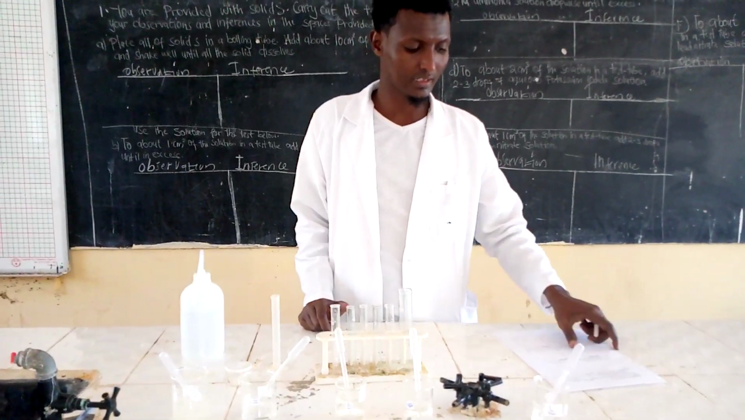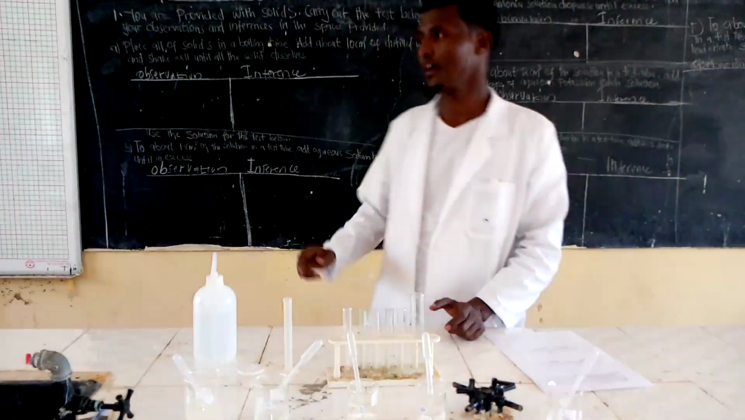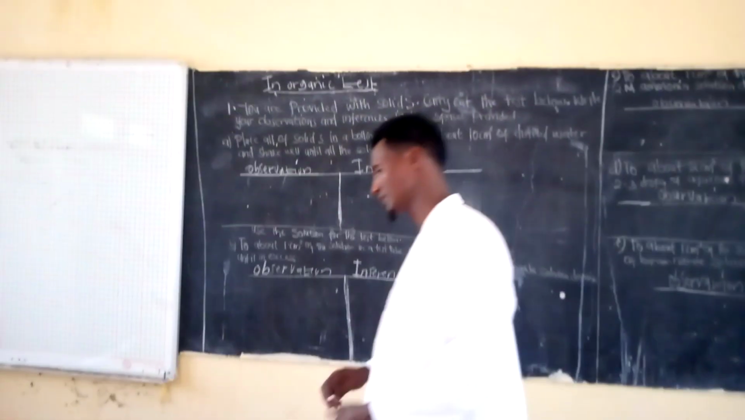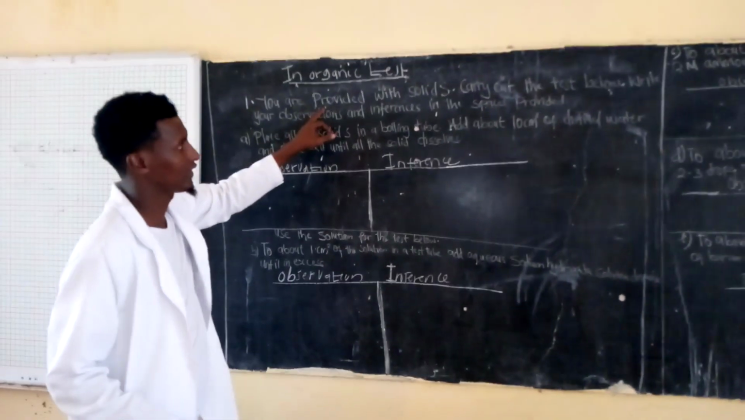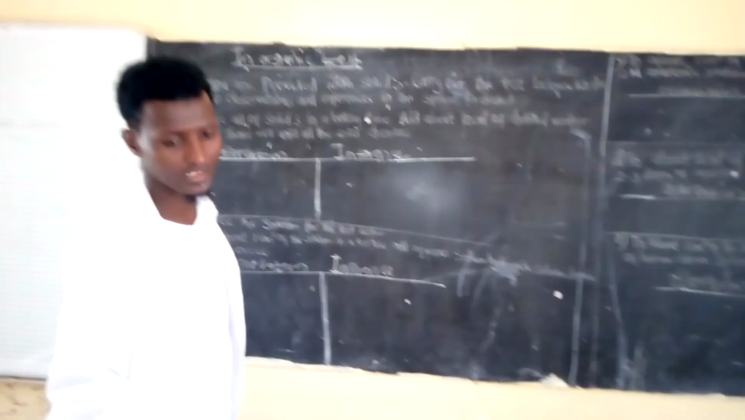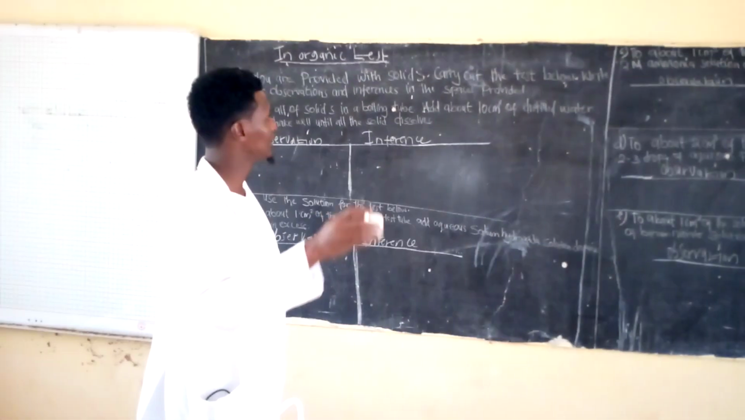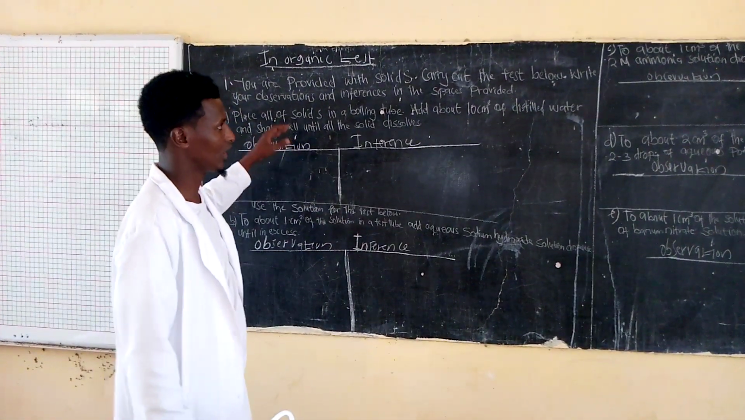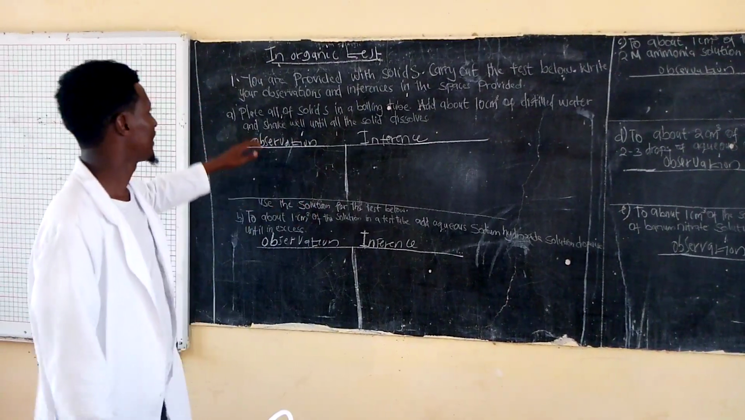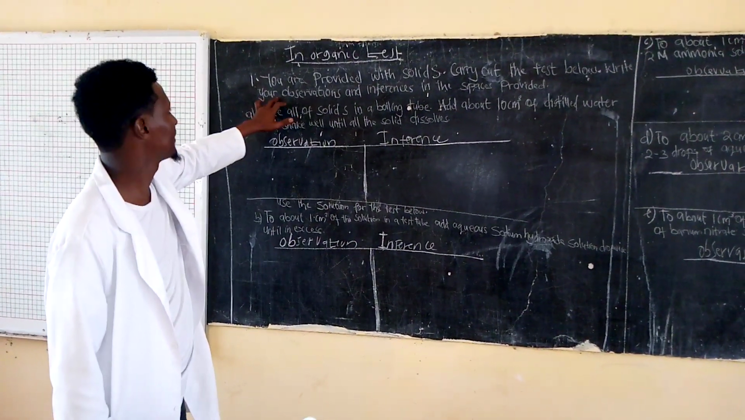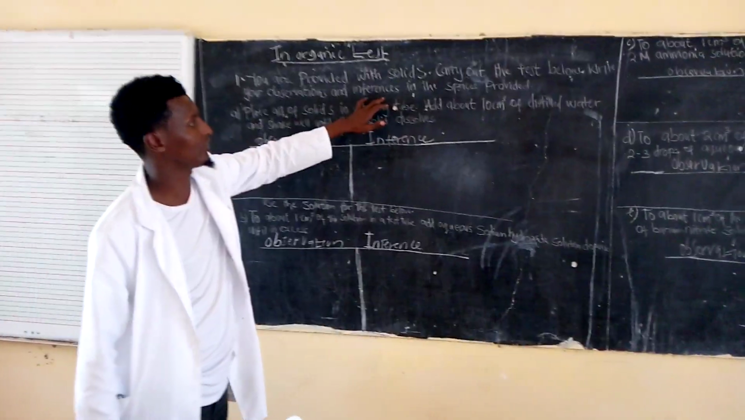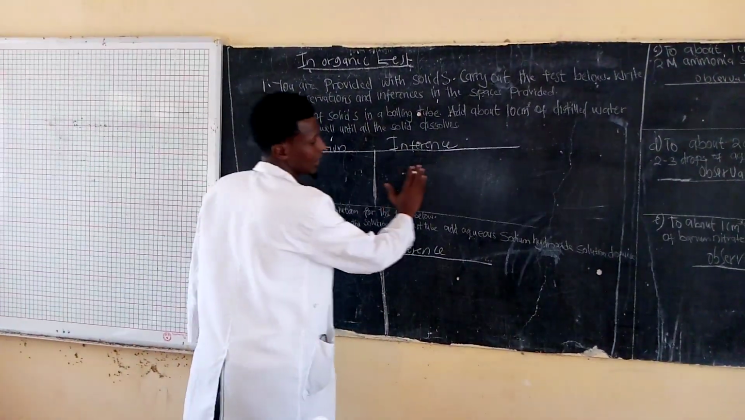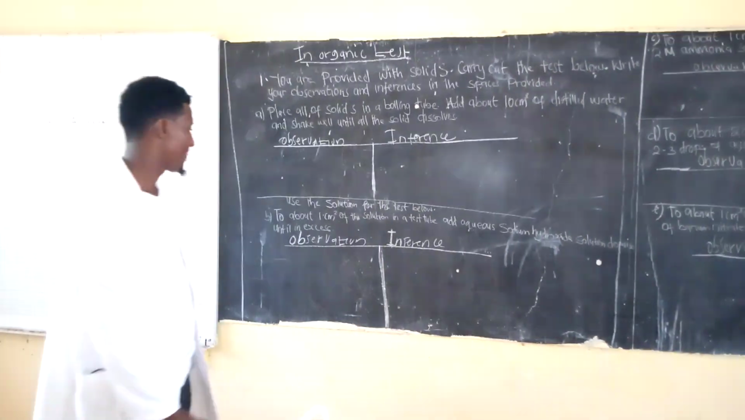We are starting by looking at our procedures. You are provided with solid S. This is solid S that is provided. Carry out the test below and write your observations and the inference in the space provided. We are going to write our observation in this space and our inference in that space.